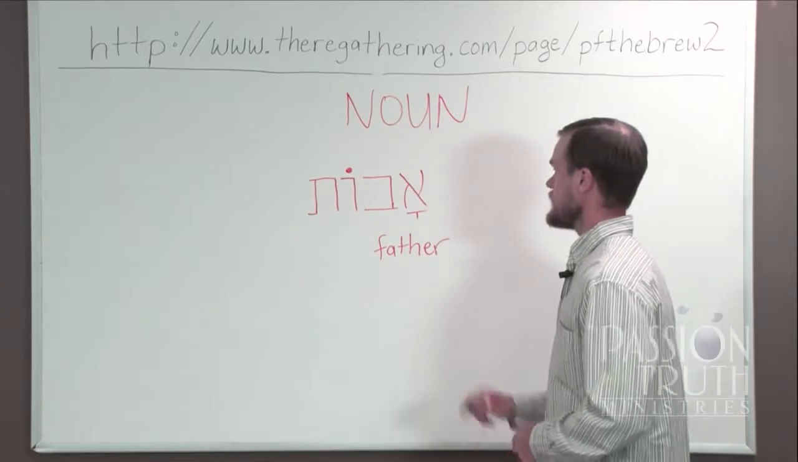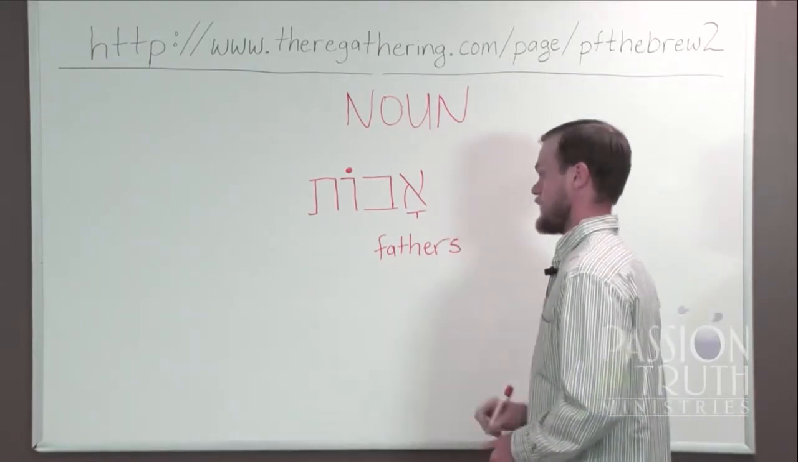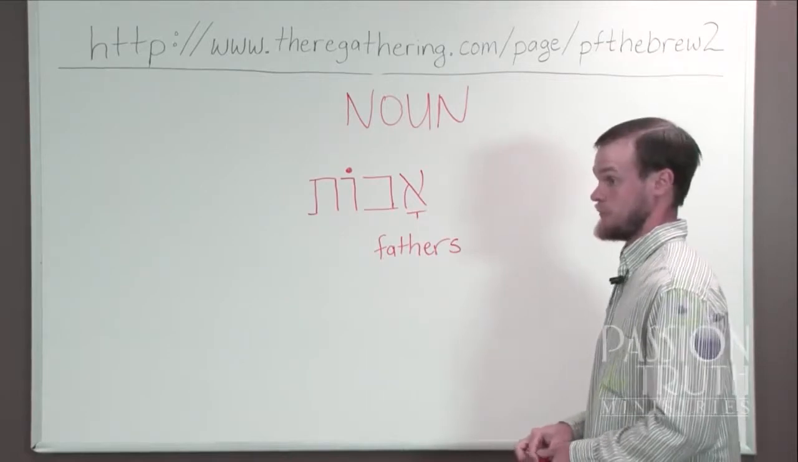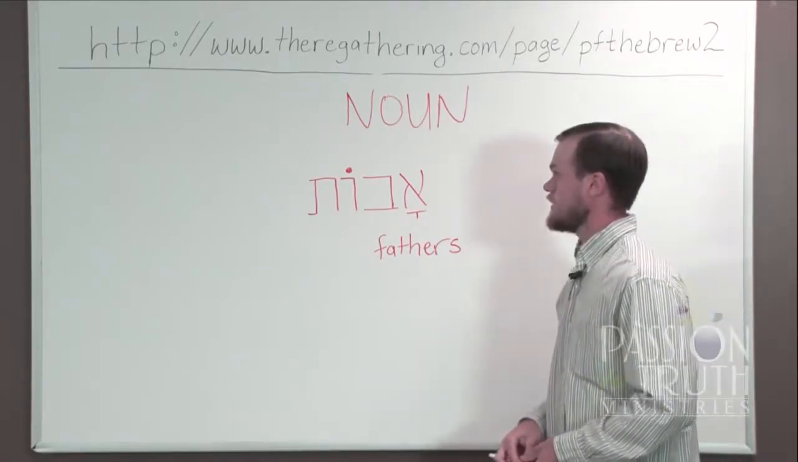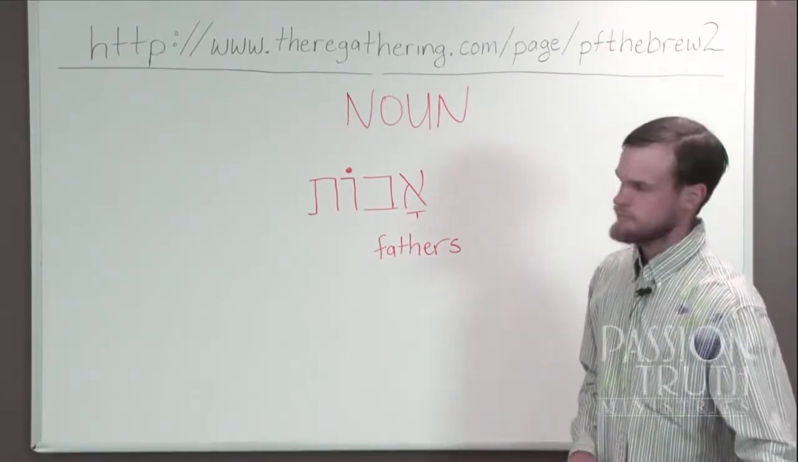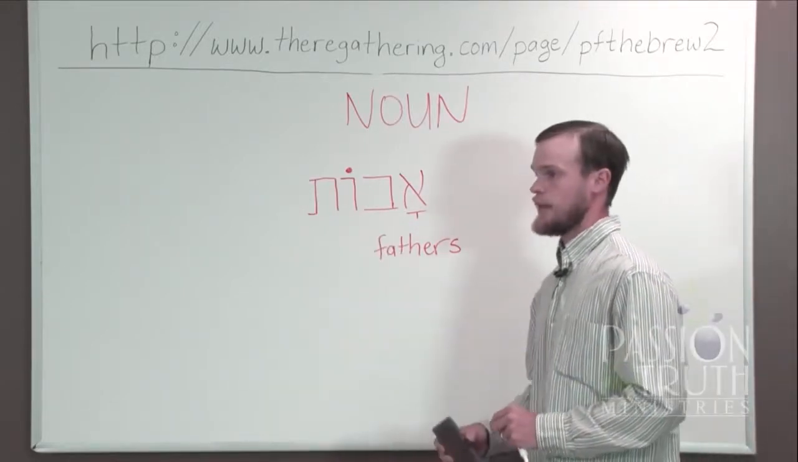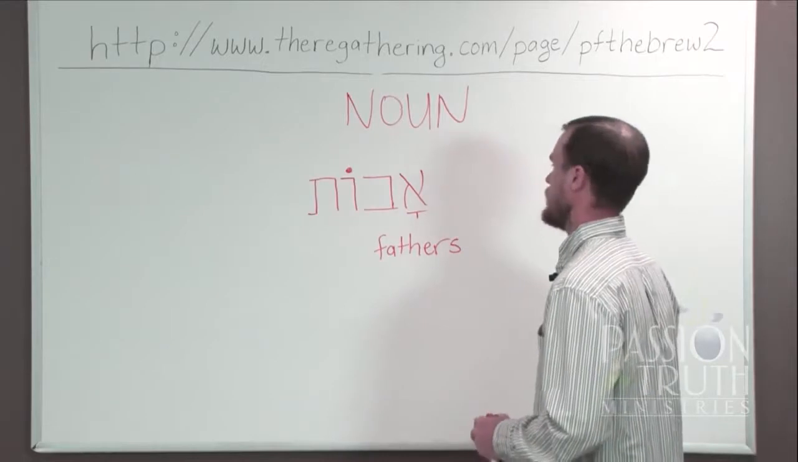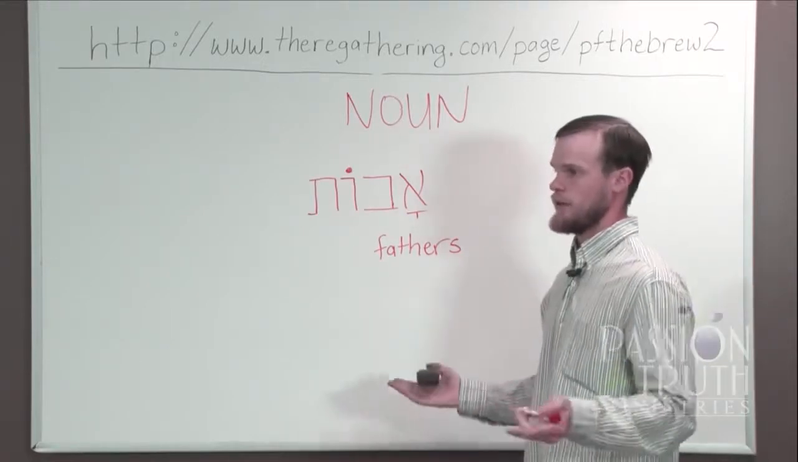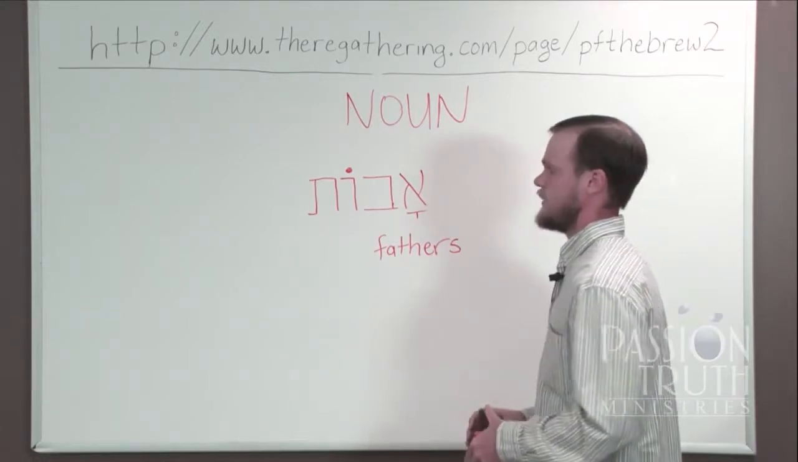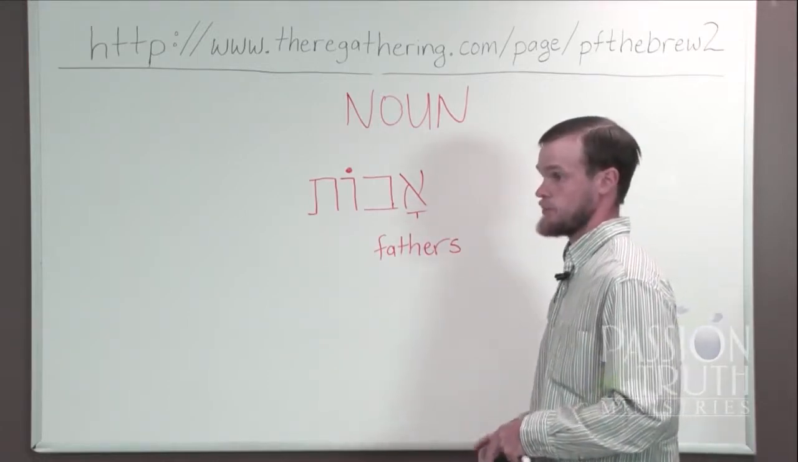Av is father, avot is fathers. And we would think it would be avim. Okay, so that's one irregularity that you can find. Most of the time you won't find these. That's why they are exceptions, why they are irregularities. I will point out the more common ones as we run across them.